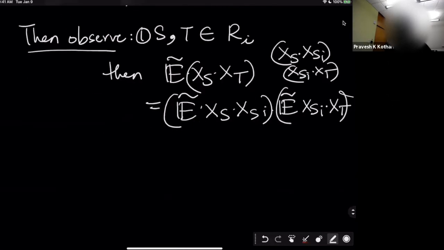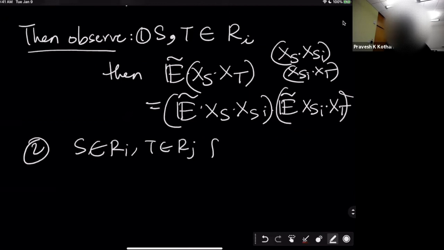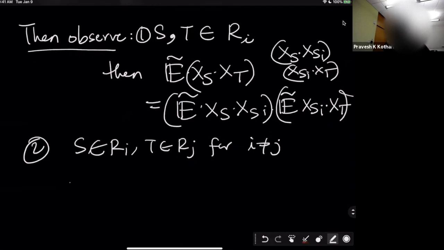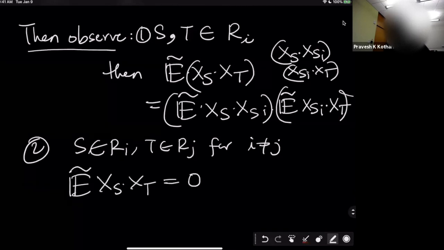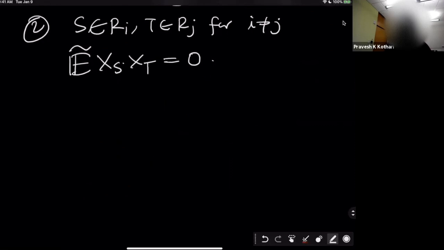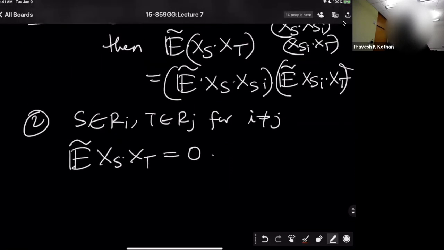On the other hand, if S belongs to R_i and T belongs to R_j for i not equal to j, so now, if two of the sets actually live in different equivalence classes, then by the way we constructed the equivalence classes, this must be 0. Why is that? Well, if it was non-zero, then I would have put them in the same class. So if they are in different classes, it must mean that their product gets a 0 pseudo expectation. Okay, very good. So now, we are basically done. So let's complete the proof now. These are the only two properties I'll use.